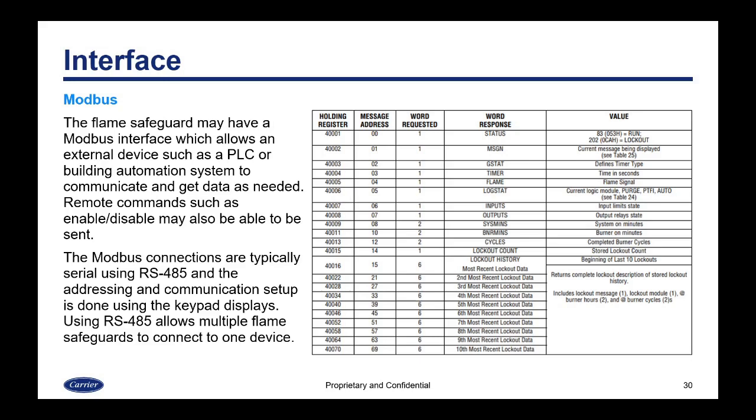The flame safeguard may have a Modbus interface, which allows for an external device such as a PLC or building automation to communicate and get data. Remote commands such as enable, disable may also be able to be sent. The Modbus connections are typically serial, using RS-485, and addressing and communication is done with the keypad displays. Using RS-485 also can allow multiple flame safeguards to connect to one master device, and here's an example of a Modbus mapping.